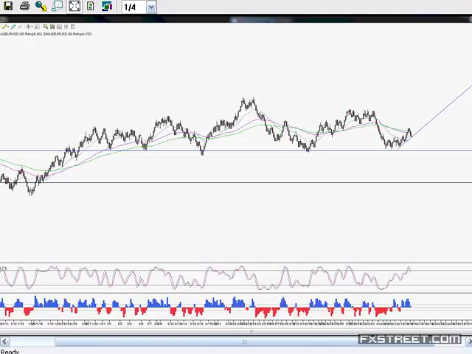So for day trading, I use the 8 range bar. No, I don't trade the Asian session.